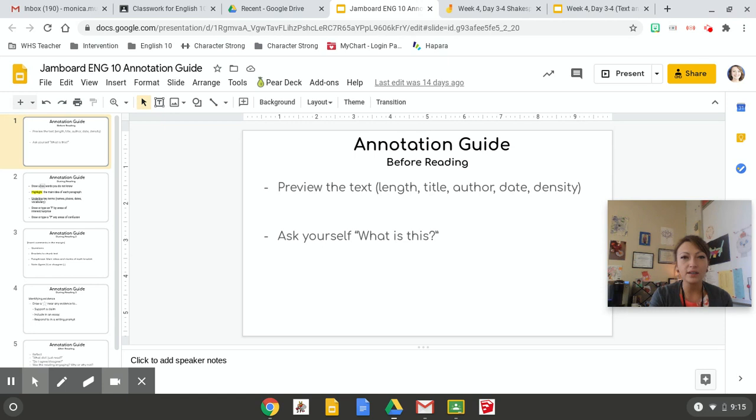And the point of annotation is number one, you make your thinking visible to your teacher. So that helps me know, what did you think about when you read? Did you ask questions? Did you make connections? Did you try to make some inferences about deeper meanings?